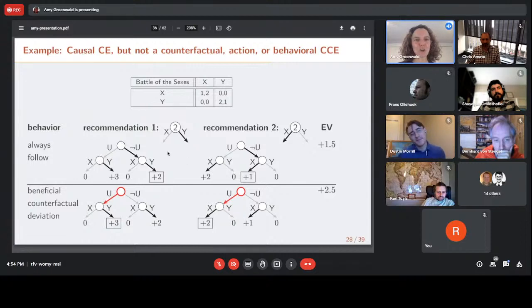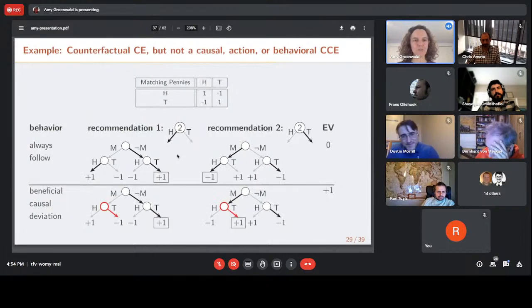In other words, to show that this thing I'm showing above the line is a causal equilibrium, I'd have to show you something like 16 different causal deviations and that none of them are beneficial. And likewise for this example, for all the counterfactual deviations. So let's look at this example in a little more detail.